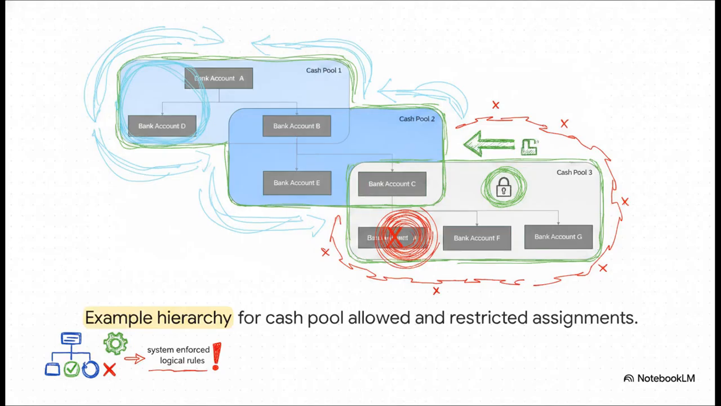Let's think about a specific hierarchy. Imagine a bank account, let's call it account B, is a sub-account in one cash pool, but then acts as a header account in a second cash pool. That works perfectly fine, no issues there. But if you try to take account A, which is already the header for that first pool, and make it the header for a third pool, the system steps in and restricts it. Why? Because a bank account can only be assigned as a header to one cash pool at a time. It strictly cannot be the header for 2 different pools. The system actually enforces these logical rules to prevent you from creating these massive, catastrophic accounting loops.